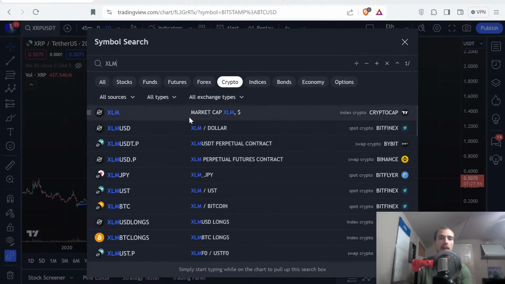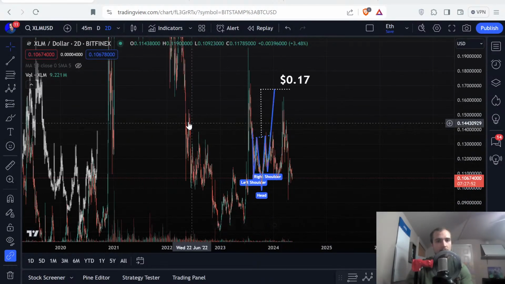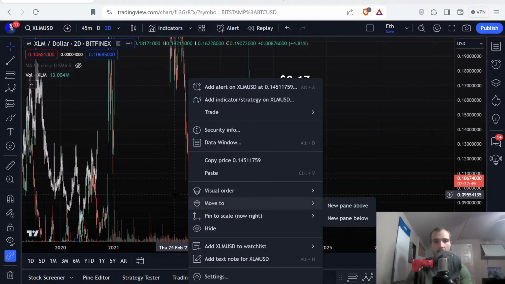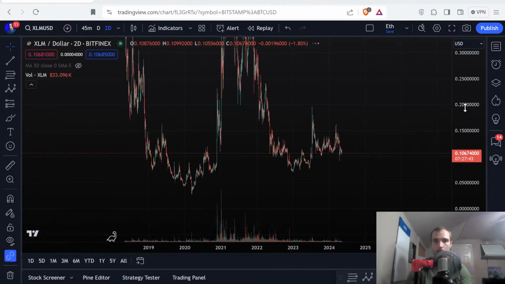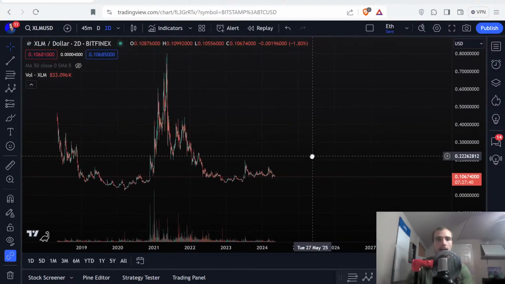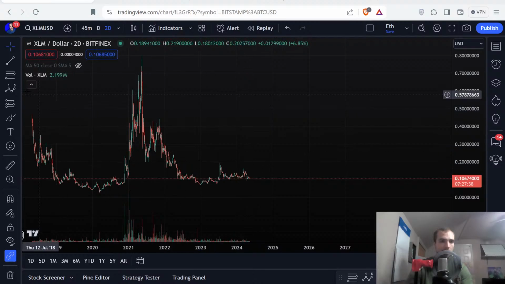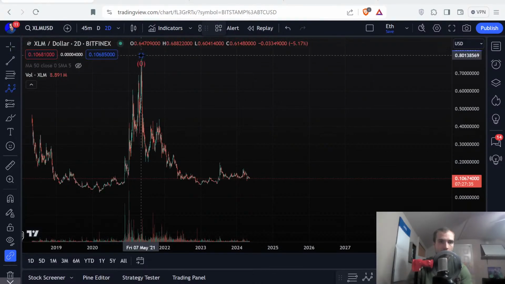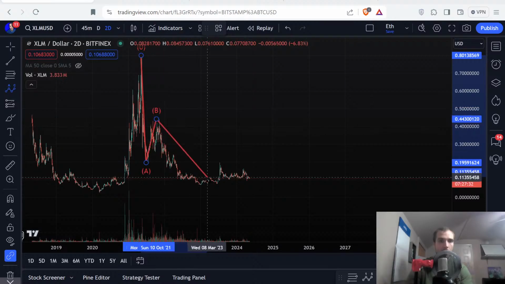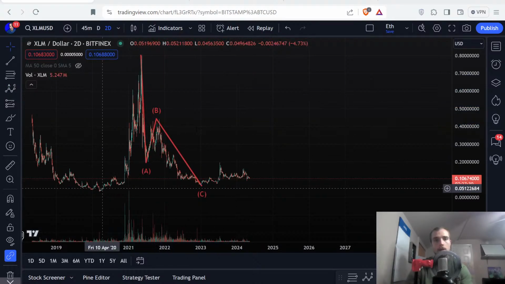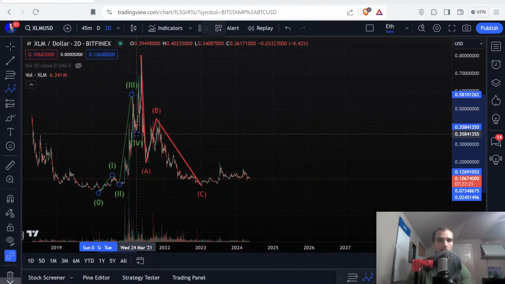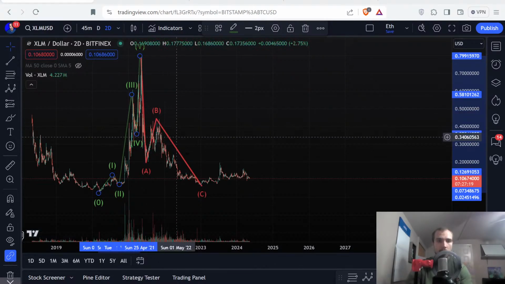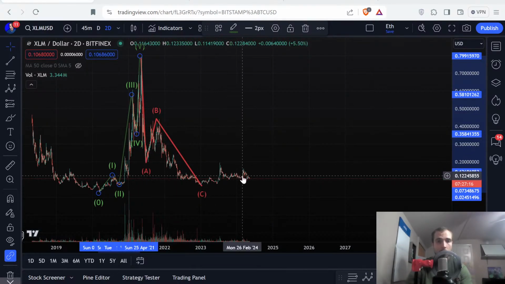Okay. With XLM, I haven't checked on XLM for a second, so let's go ahead and do a little bit of TA here on XLM. So XLM is a standard ABC correction. We have our A wave down here, our B wave up here, and our C wave down here. So we get 5 waves up, 1, 2, 3, 4, 5. ABC back down. And we're starting to bottom out here.